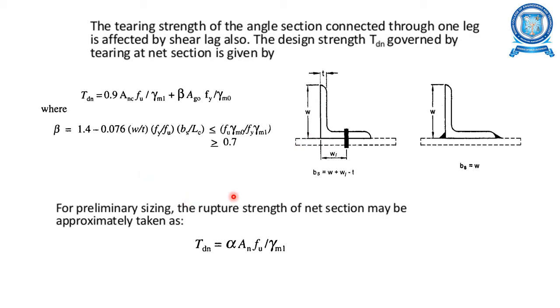shear lag width. For preliminary sizing, the rupture strength of the net section may be approximately taken as TDN equal to alpha An Fu divided by gamma m1, where alpha is equal to 0.6 for 1 or 2 bolts, 0.7 for 3 bolts, and 0.8 for 4 and more bolts along the length of the end connection or equivalent weld length. The t is the thickness of the leg.